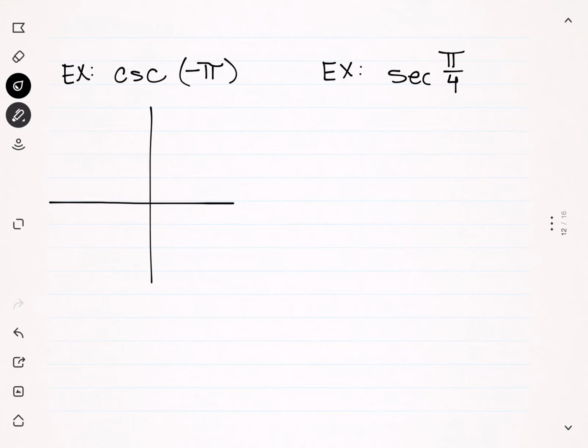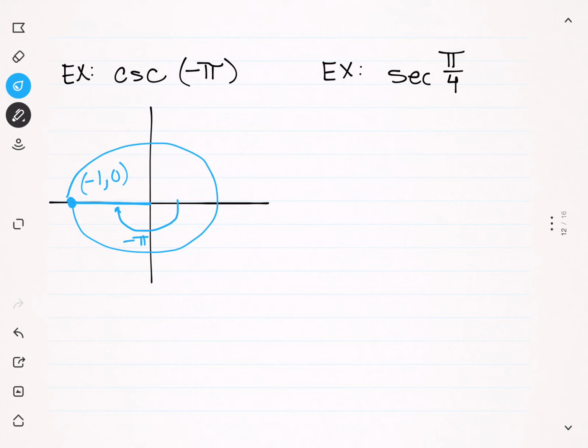Now, pi is 180 degrees in radians, so negative pi would just be going clockwise, and that's going to put our terminal side here on the x-axis. We know that the unit circle at negative pi is going to have a coordinate of negative 1, 0. That's our x value and our y value. And that would be the radius of the circle there.